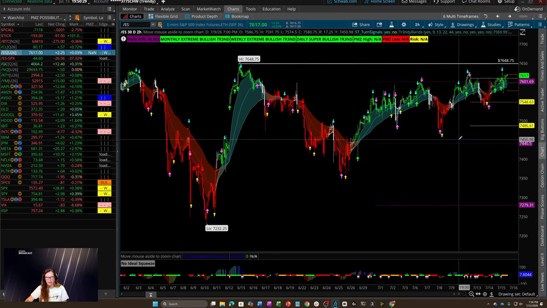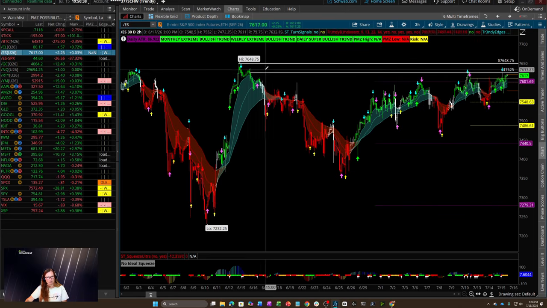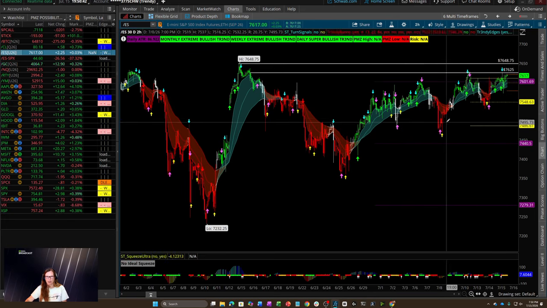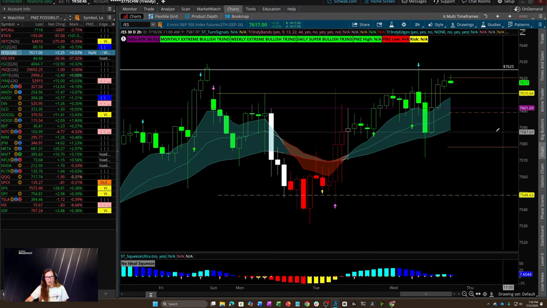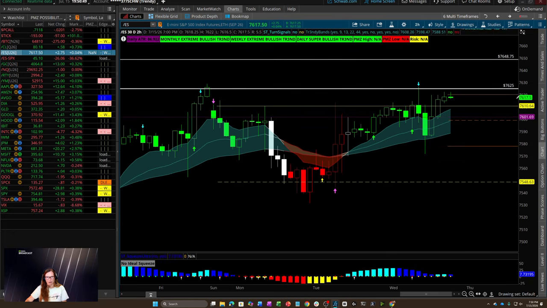First thing I did, I marked the all-time high. I'm going to mark the pivot low or the down move right there to give me another upside target. And then I'm going to go into the most recent price action here on the 2-hour chart.